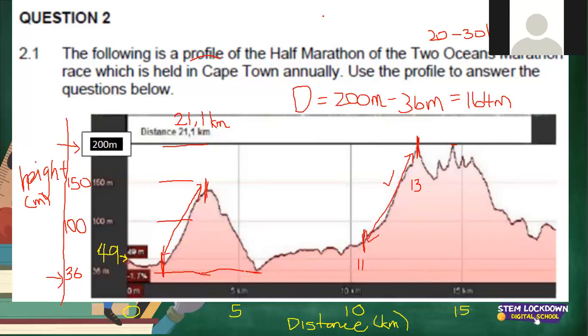Okay, let me ask you another question. Indicate on the map between which two kilometers the downhill is found. Indicate between which 2 kilometers you will find that downhill. Between which 2 kilometers will you find maybe the longest downhill on the map?